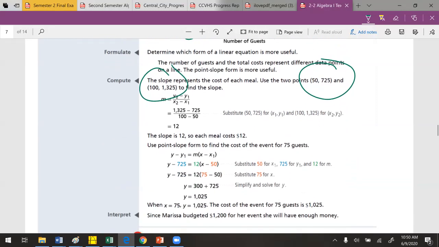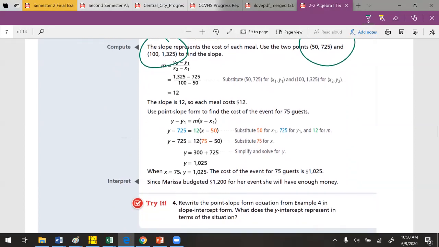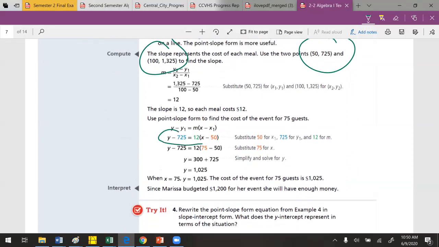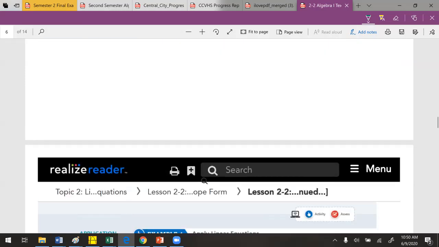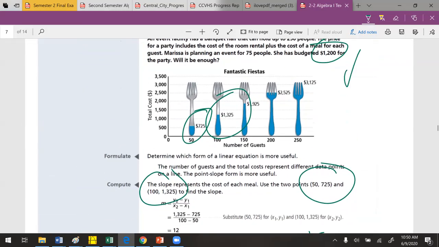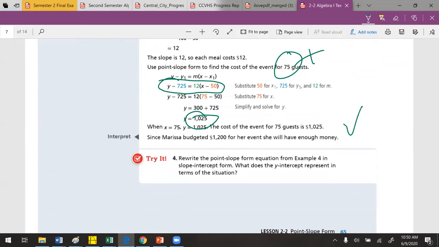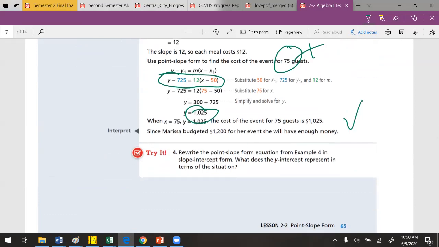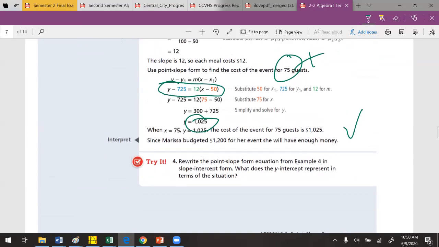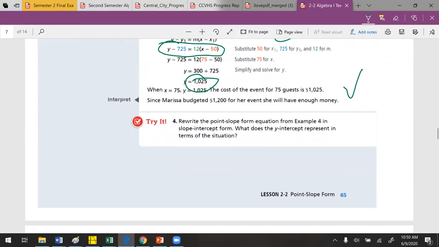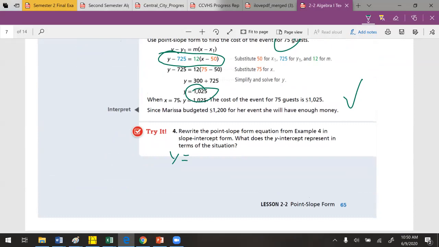Let's use point slope form to find the cost for 75 guests. Here's your equation, and 75 represents x. We plug in 75, it's 1025, and it is less than 1200. So therefore, it's going to be yes. Now let's rewrite the point slope form equation in slope intercept form. What we're doing here is getting y by itself.